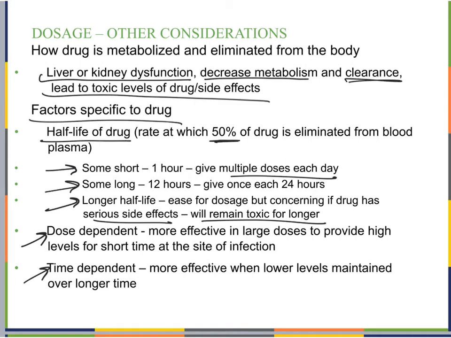Also, we have time dependence. So dose dependent is where something is more effective in large doses, and time dependent is what I was just talking about as the opposite of that, where it's more effective when we have these lower levels. So sometimes we want to give a large dose, sometimes we want to keep it active for longer.